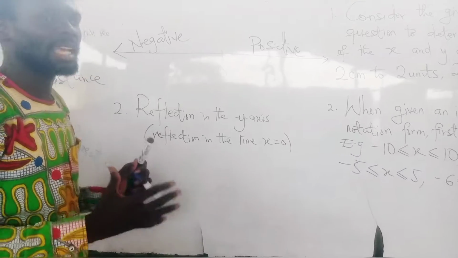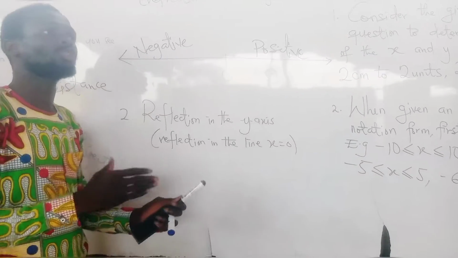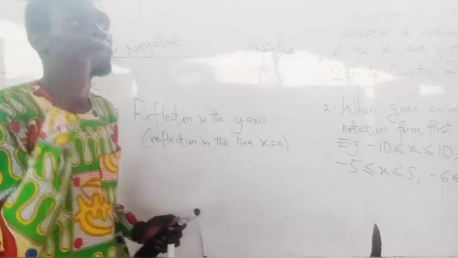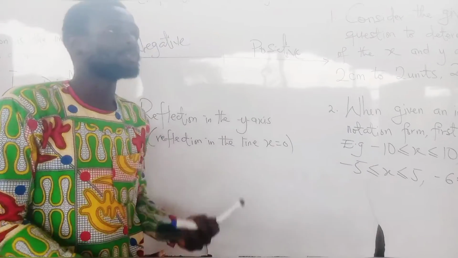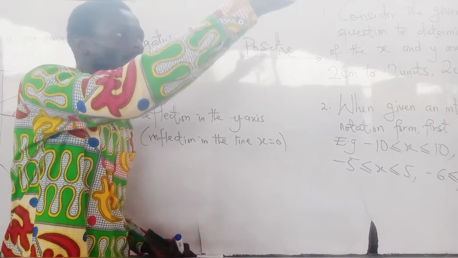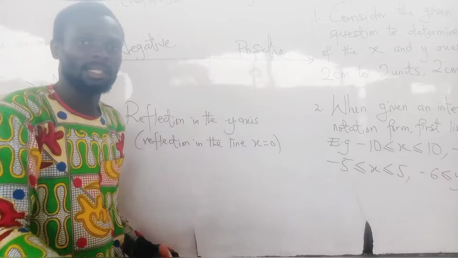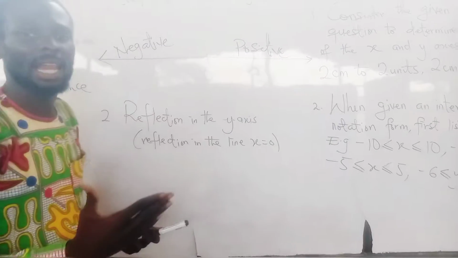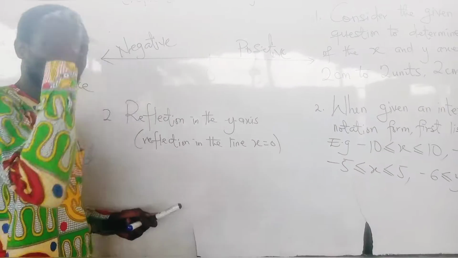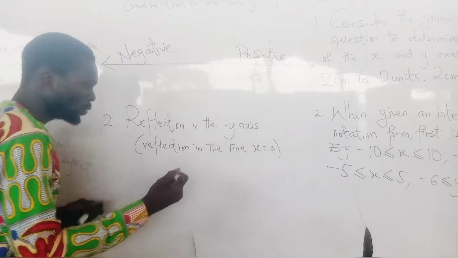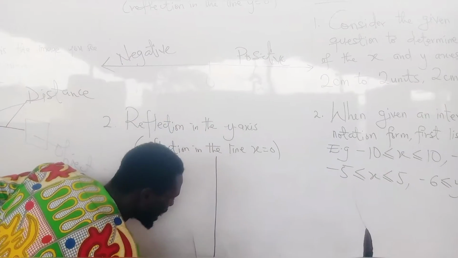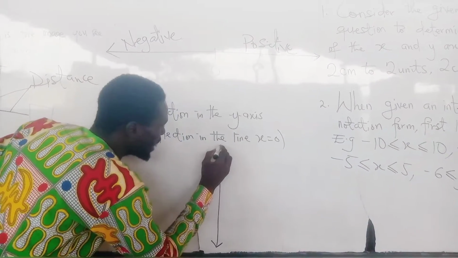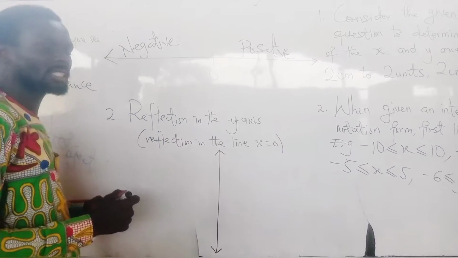Now, what is the y-axis? Also on the graph, you will see that you have vertical lines, and all the vertical lines are the y-axis. So we have something that looks like this on the graph, and they are what? Vertical.